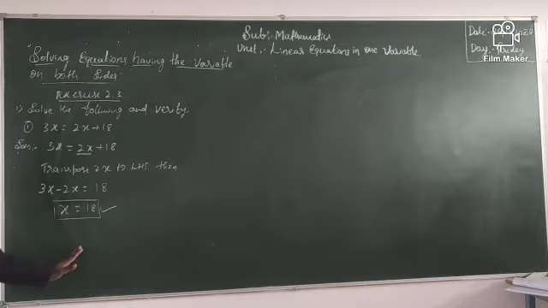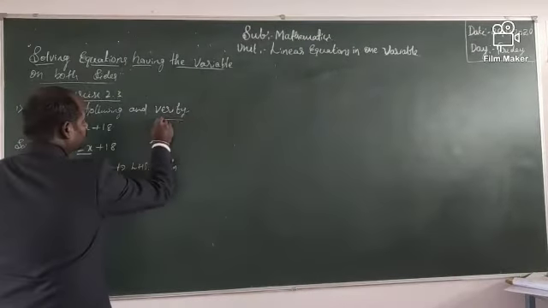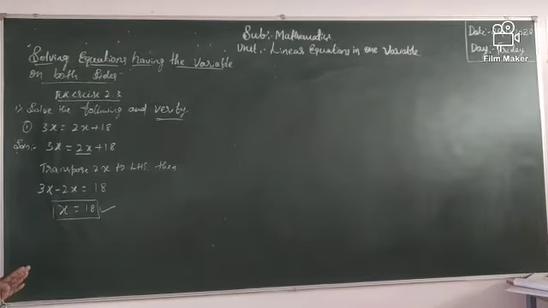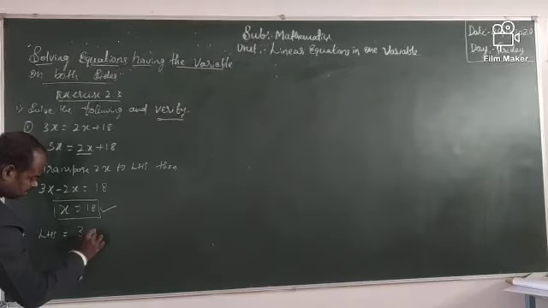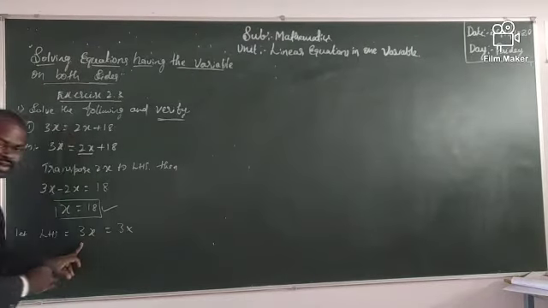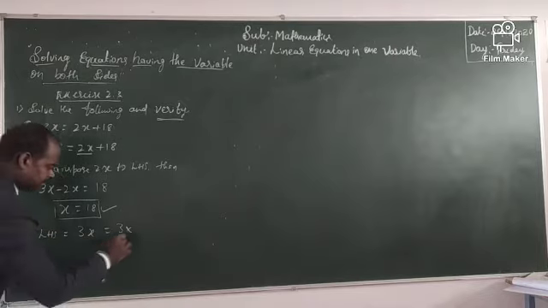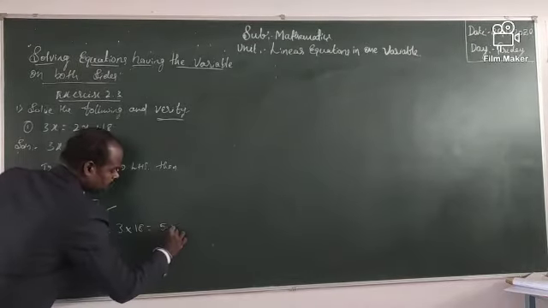In the last problem we did up to here, but this time in the question itself it has given verify. What we have to verify? Whether LHS is equal to RHS or not. What is the LHS? LHS is 3x. Substitute x. What is the value of x? We found it is 18. Therefore 3 times 18 is 54.